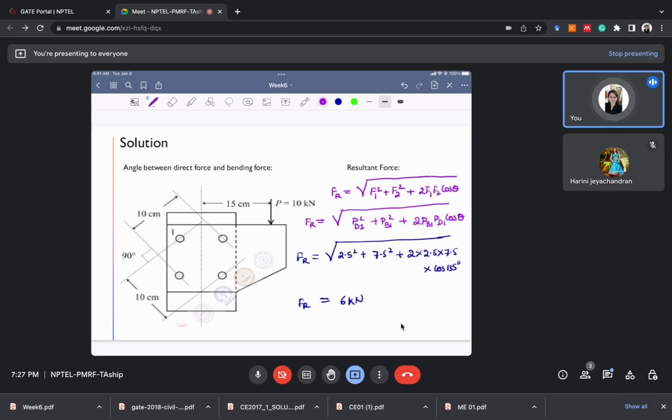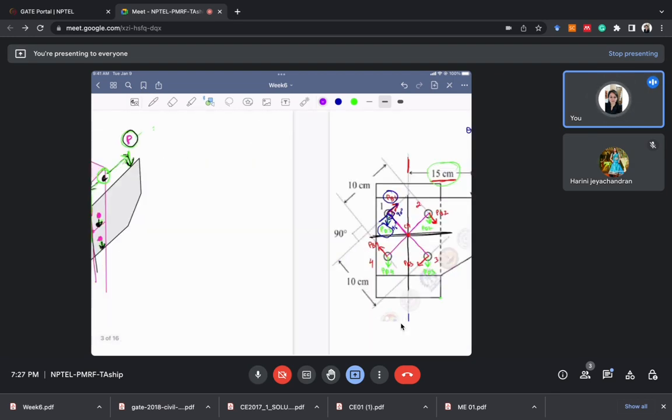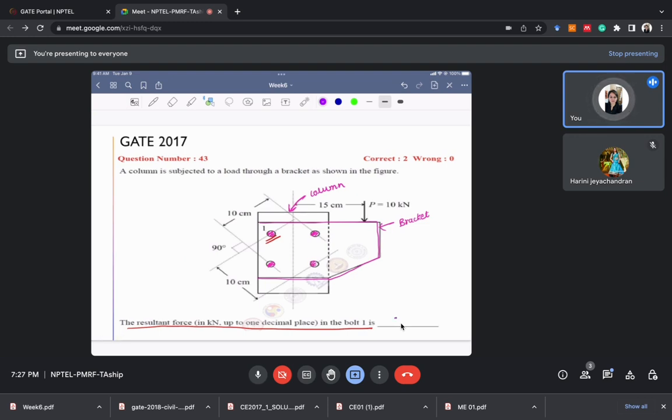Okay, so I'll again quickly revise this question. First of all, the answer we need to fill here is 6. So what did we do in this question? In this question, there was a column and one bracket plate. We have one applied load P which was at some distance from the center line or from the CG location.